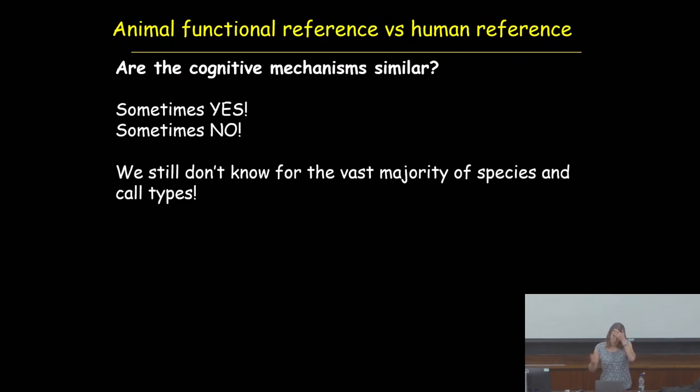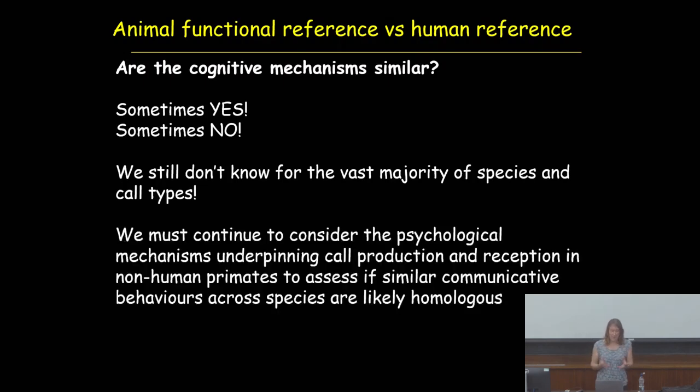And I think it's also really important to point out that we still don't know. The research just hasn't been done for the vast majority of primate species and the vast majority of call types. So the evidence that we have at the moment is really mixed, and it's also super patchy and generally just absent. So my take-home message is that it's super important to continue with this line of work, to consider the psychological mechanisms underpinning both call production and reception in non-human primates, if we're really going to understand whether similar communicative behaviours on the surface really are likely to be homologous.